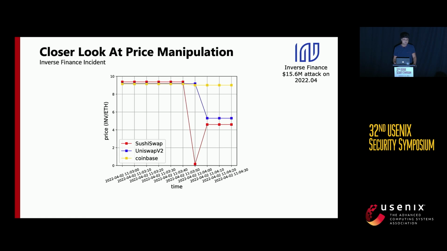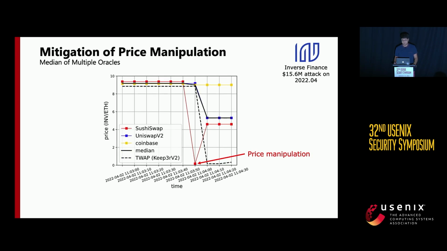Let's take a closer look at price manipulation. This is actual incident data from Inverse Finance. There are three markets, SushiSwap, Uniswap version 2, and Coinbase, each of which measures the value of the coin called INV. The attacker conducted a price manipulation on SushiSwap, such that we can see a huge distortion in its value. But if you look at the trend of the other markets, we can see there is some information that we can leverage to avoid this price manipulation.